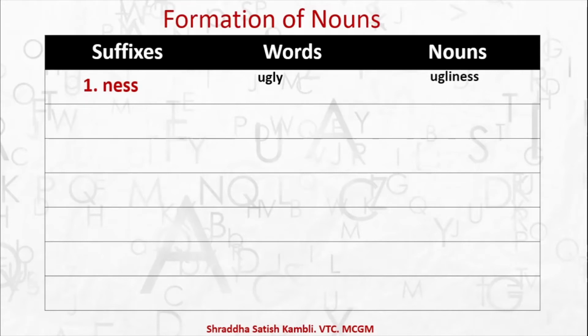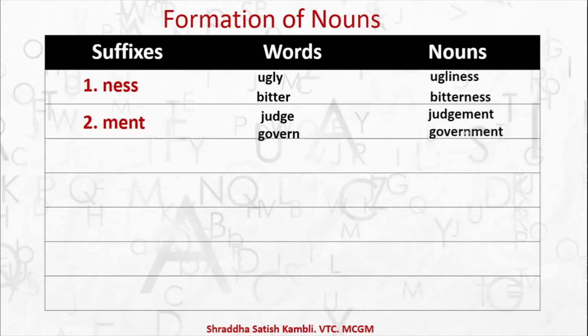When there is a Y, that time also you drop the Y and you add an I and an N-E-S-S. Remember, the ones with E we saw in the previous exercise. So you say ugly and ugliness. Then you say bitter and bitterness. Okay, there are no spelling changes. Let's take another example with M-E-N-T, ment. So judge becomes judgment. Alright, and govern becomes government.